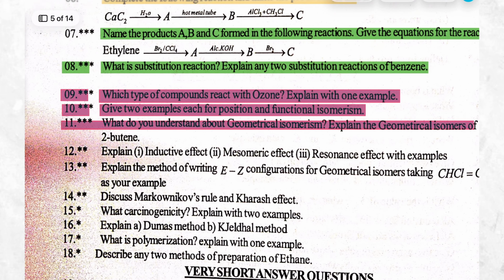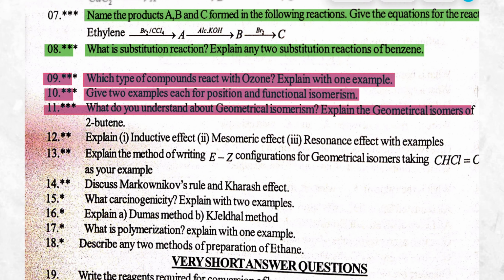Which type of compounds react to ozone? Explain one example. Ethylene reacts, acetylene reacts, benzene reacts. You can take any example. Ethylene gives ethylene ozonide. Acetylene gives ozonide. Benzene gives benzene triozonide.